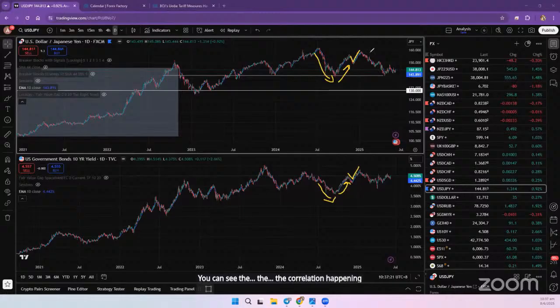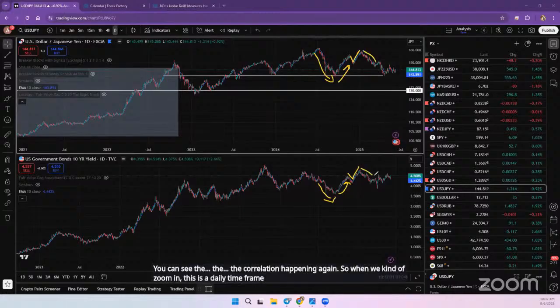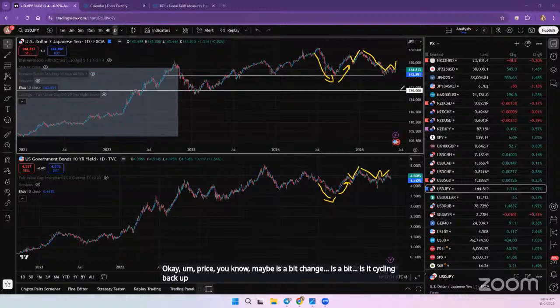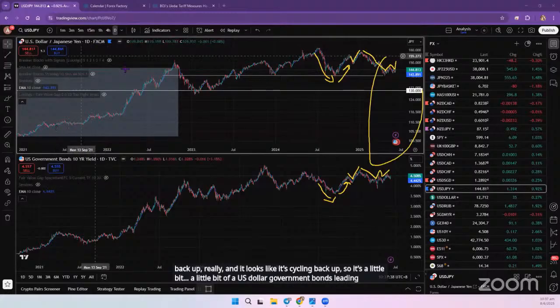When we zoom in, this is a daily time frame. Price is cycling back up already, and it looks like it's a little bit of US government bonds leading the US dollar Japanese yen pricing.